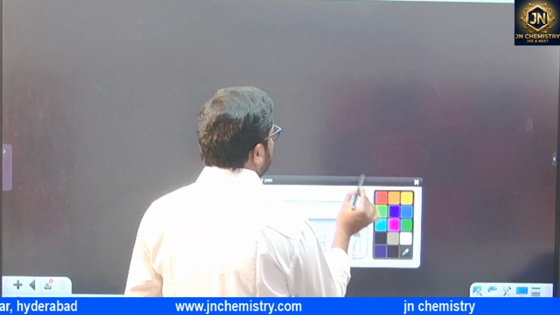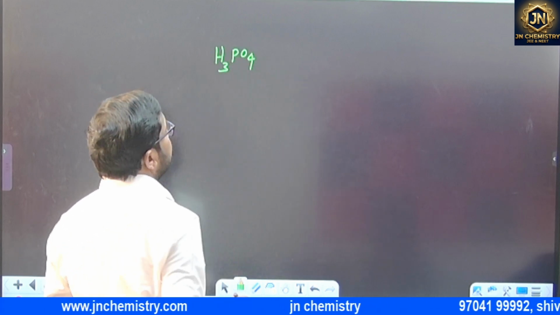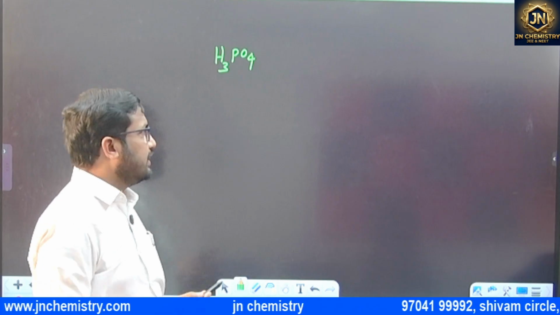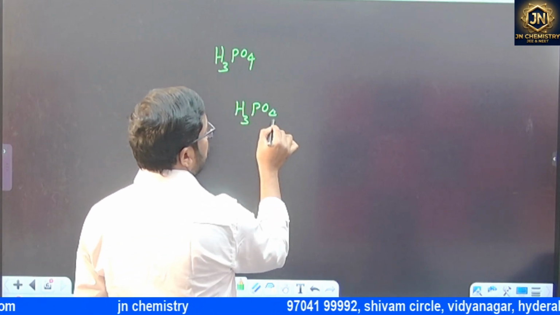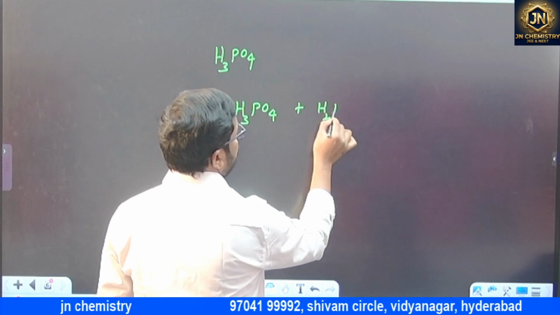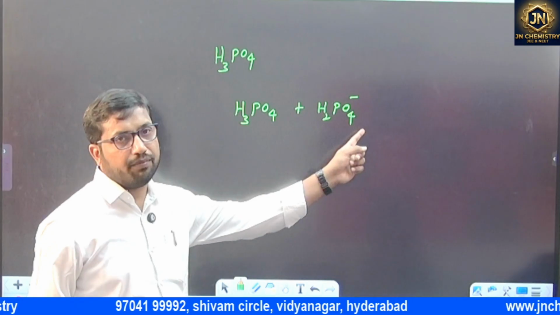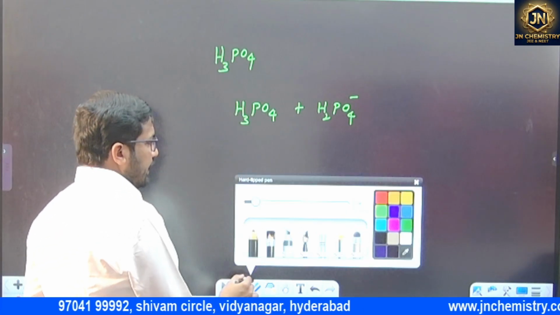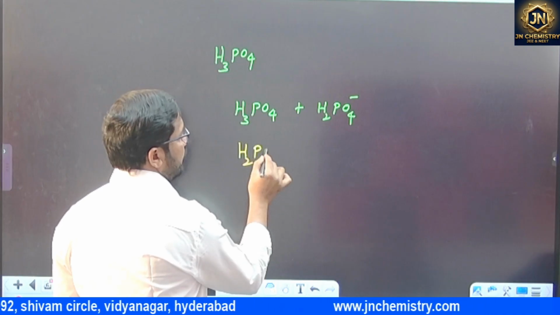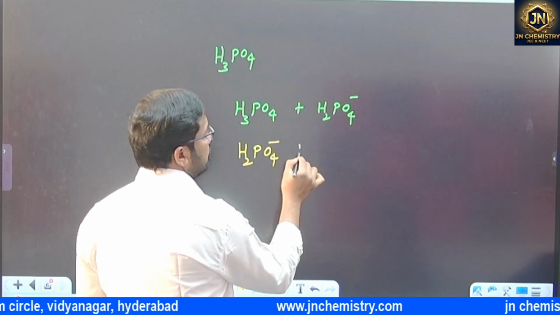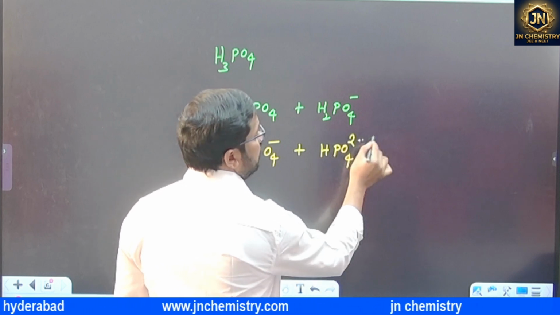For example, try to understand H3PO4. H3PO4 gives how many types? See, the combination H3PO4 plus H2PO4 minus, this combination is one type of buffer. And the second type, let me know: H2PO4 minus plus HPO4 2 minus.